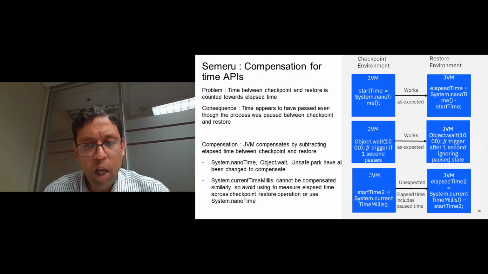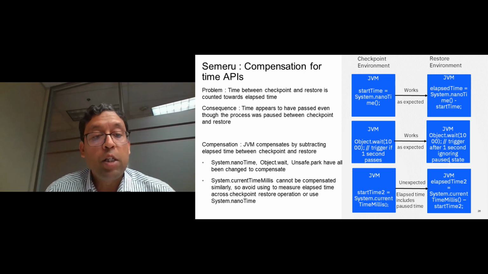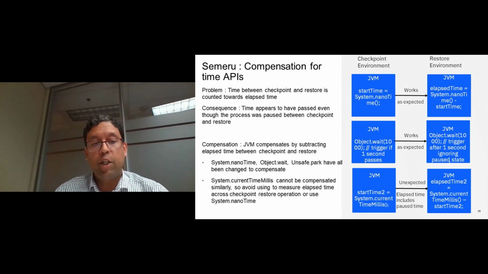Similarly, there's time APIs, and what is the problem with the time APIs like nanoTime or currentTimeMillis? Basically, the problem is that the time between checkpoint and restore is counted towards elapsed time. So the consequence is that a large amount of time could have appeared to have passed between taking the checkpoint and restoring it. When you build your container image, maybe a long time in the past compared to when you restore it and deploy the application.